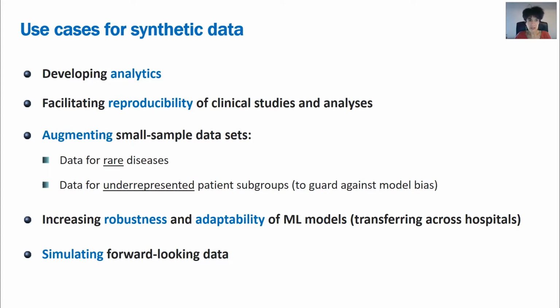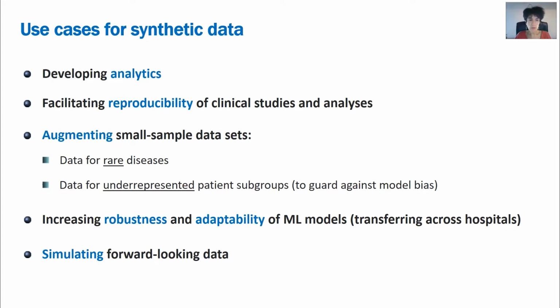Yet another use of synthetic data is to augment small sample data sets. For instance, in the case of rare diseases or for data for underrepresented patient subgroups. And this is important in order to guard against model bias. I'd like to note here that while we can use synthetic data to augment such small sample data sets, this is not possible using de-identified or anonymized data.